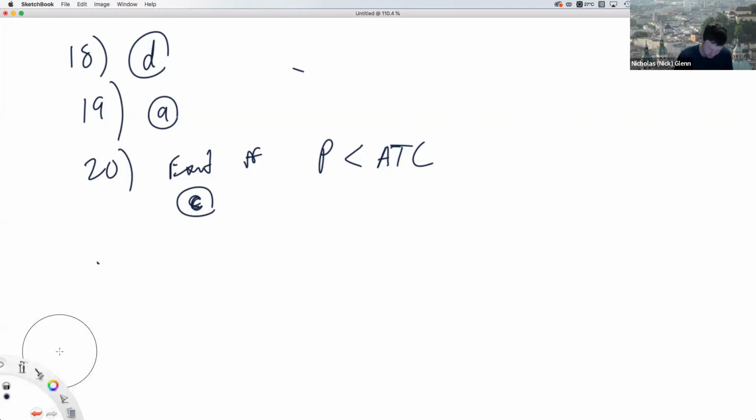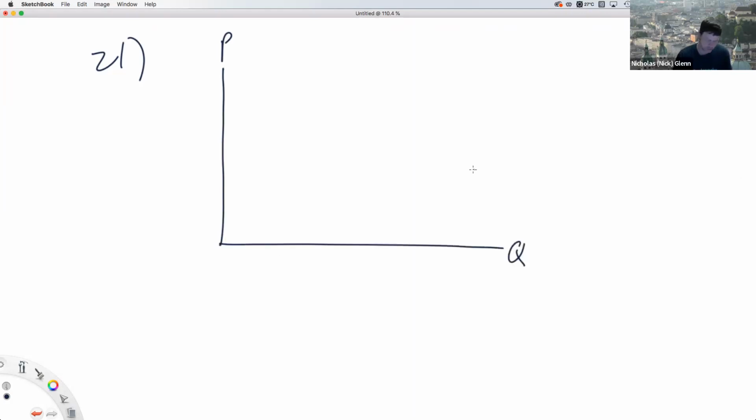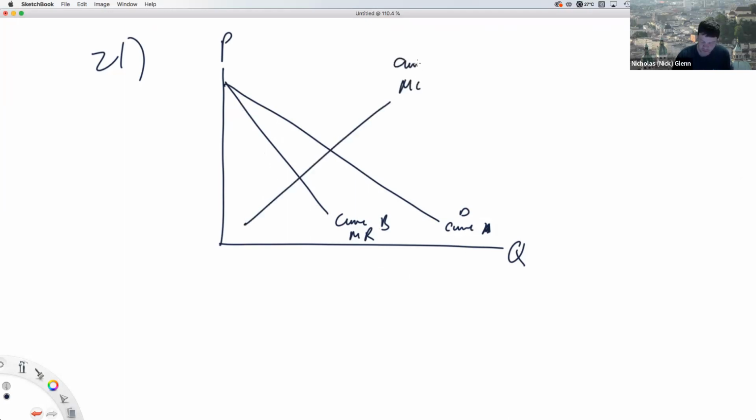21, let me erase this. We're going to be using this diagram here, so I'll draw it out. Price, quantity, curve A, which is their demand curve. Make sure you know what these are. Curve B, that's marginal revenue. It drops twice as fast, twice as steep as the demand curve. Marginal cost here, that's curve C. Curve D looks something like this. And that's average total cost.